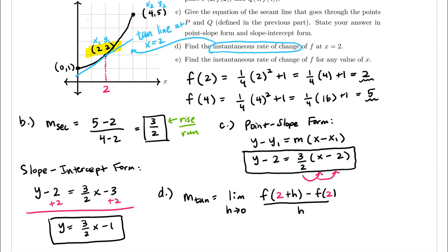What I'm doing is I'm taking 2 plus h and I'm plugging it into the function and then seeing what that equals. And then we're going to subtract off f of 2. And we've already actually evaluated f of 2 here. So here is f of 2, and we found that that was 2.